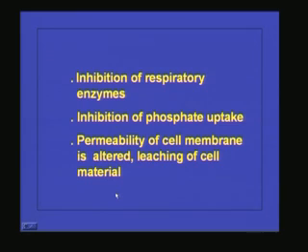So the energy generation system will be affected, and it also inhibits the respiratory enzymes and the phosphate uptake. The permeability of the cell membrane is altered and leaching of the cell material happens. Chlorine has all these properties, so in all these ways it destroys the cell. That means permeability changes, phosphate uptake is affected, respiratory enzymes are affected, sulfhydryl enzymes are affected. So the cell will not be able to survive at all.